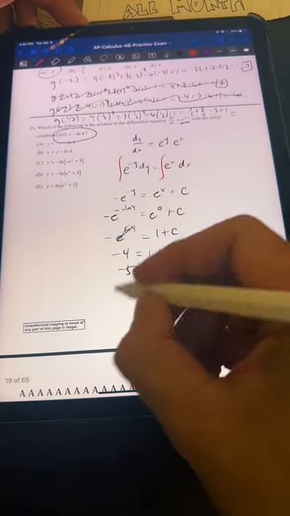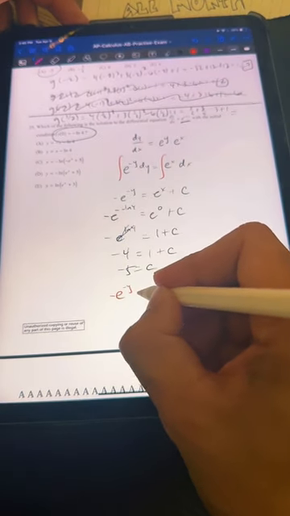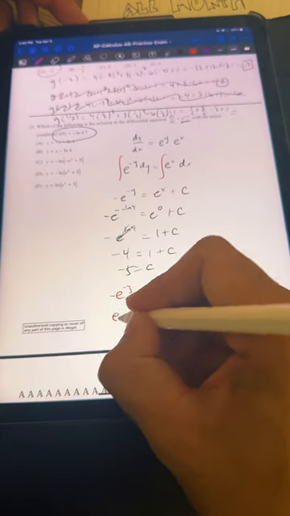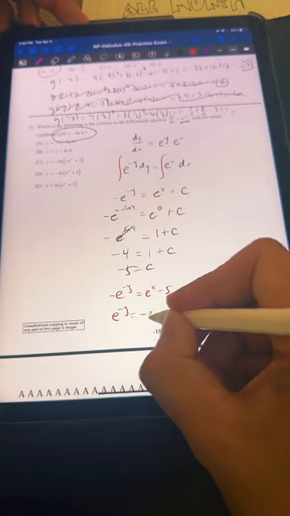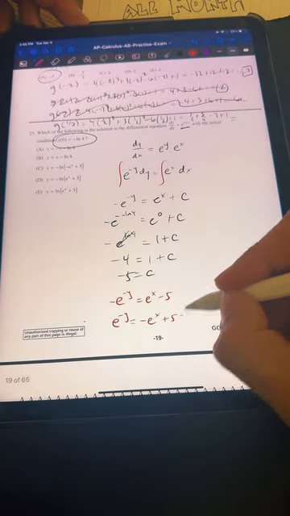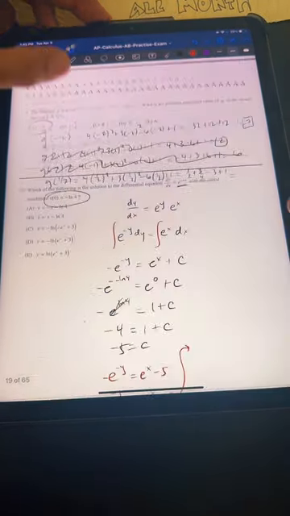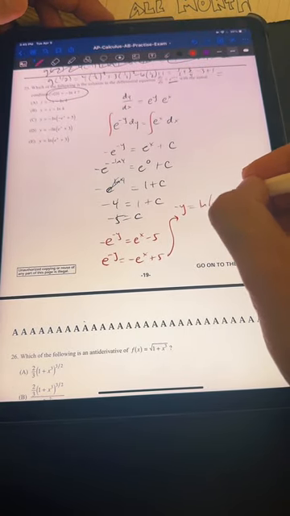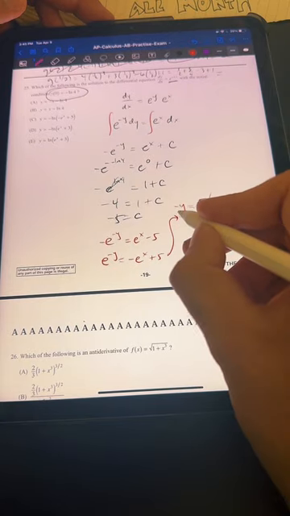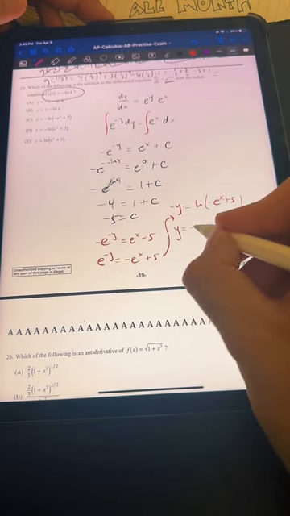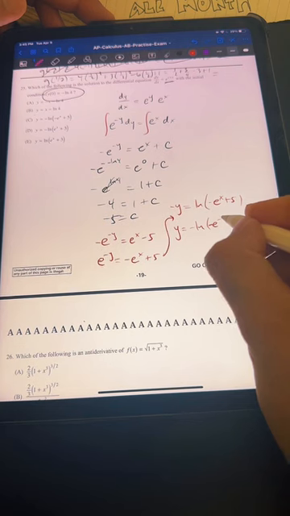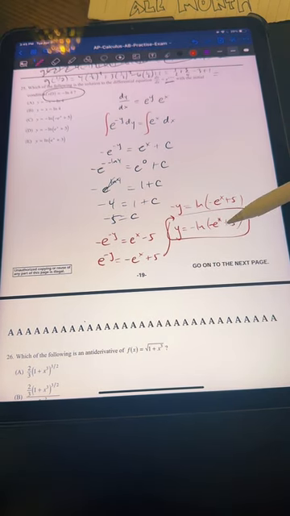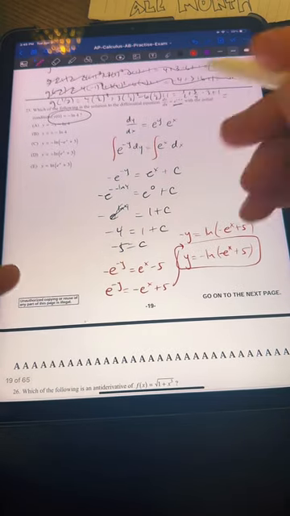Okay. So now we have our function. Negative e to the negative y is equal to e to the x minus 5. Let's go ahead and multiply both sides by negative 1. So we have negative e to the x plus 5. Final few steps. Take the natural log of both sides so that we have negative y is equal to natural log of negative e to the x plus 5. And let's go ahead and just multiply everything by a negative 1. So this, my friends, is the function that they're looking for. Negative natural log of negative e to the x plus 5.